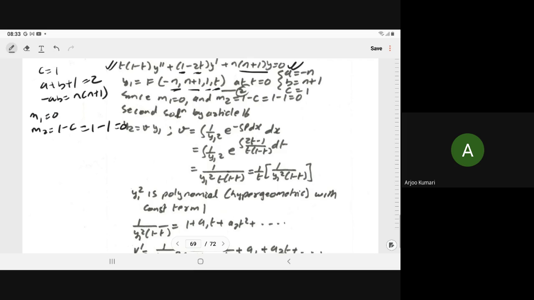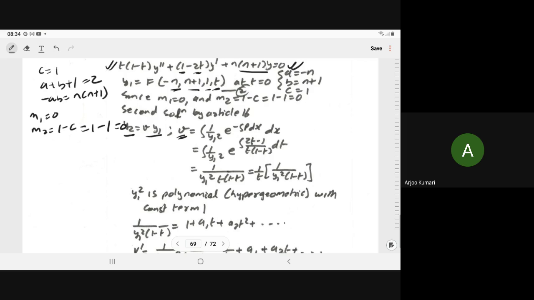So we have to determine another linearly independent solution by article 16. In article 16, what we have? If you know one solution, you can determine the other linearly independent solution by taking y2 is equal to v y1, where v is equal to the integral of 1 upon y1 square e to power minus integral p dx, and then the whole integral with respect to x. So in this case we determine the second linearly independent solution y2 is equal to v y1, where v is the integral of 1 upon y1 square e to power minus integral p dx, then dx.